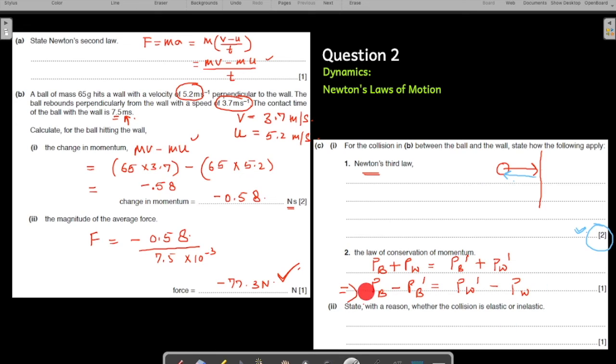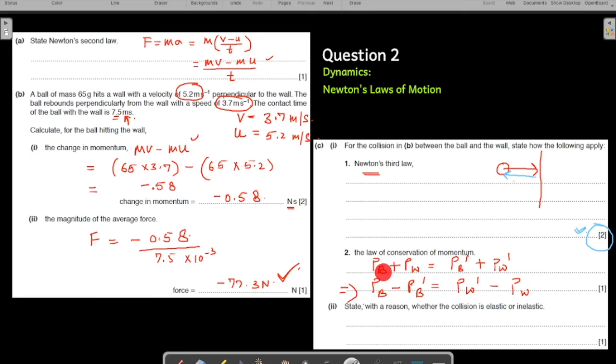So what does it mean? The left hand side reads as the change in the momentum of the ball is equal to the change in the momentum of the wall. Either you say that the change in the momentum of the ball is equal to the change in the momentum of the wall, or else you say total momentum of the ball and wall before collision is equal to total momentum of ball and wall after collision.